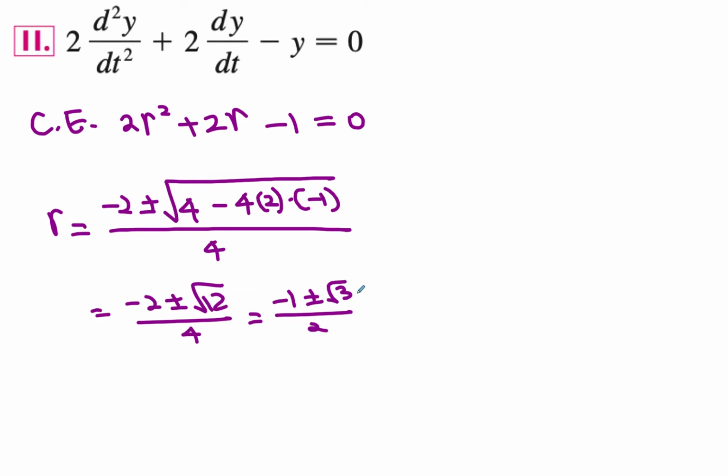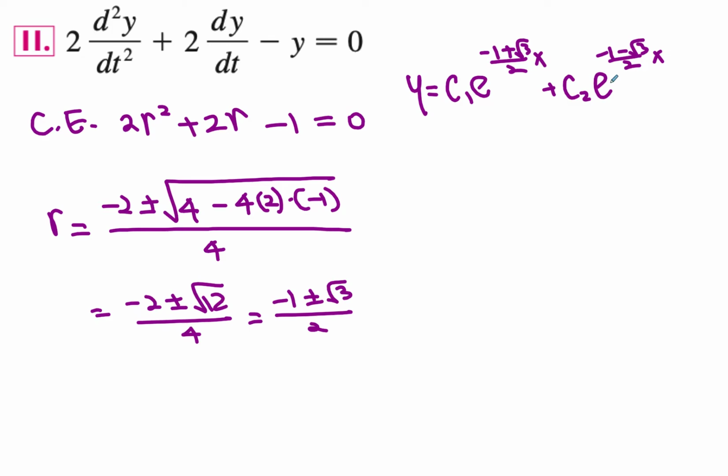So I can rewrite this as y equals c sub 1 times e to the (negative 1 plus radical 3) over 2 x, plus c sub 2 e to the (negative 1 minus radical 3) over 2 x. In this case, even if I were to factor out e to the negative 1/2 x, it doesn't really benefit that much. So I can just leave them in this way. All right, so let's look at the next question here.